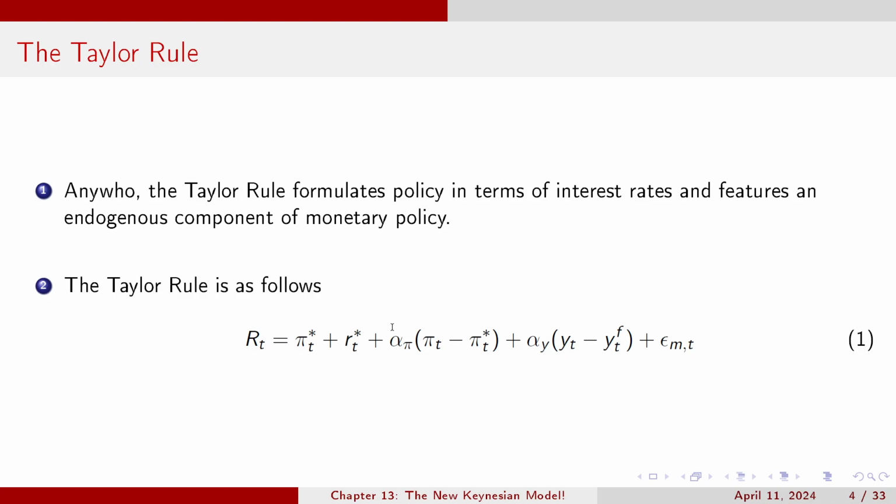But then we also get this alpha y. This alpha y is telling us the sensitivity of the Fed in setting their interest rate to deviations of output from the flexible price output. So this YT minus YTF, that's the output gap you saw in the previous lecture. So if we have a positive output gap, well, what's going to happen? The central bank's going to want to increase the interest rate.